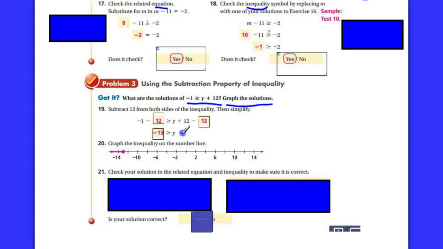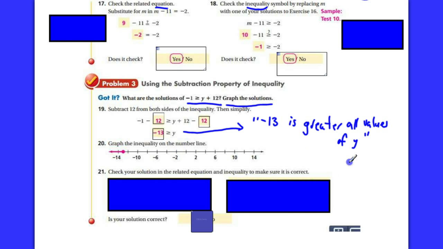Okay, so again, before you get into the graph, you want to think the words, -13 is greater than all values of y. Now this could be a little confusing because they switch the order around on you, but here's how you would think about it. The first thing you would want to identify is that it's a solid dot. It's a solid dot because of the or equal to.